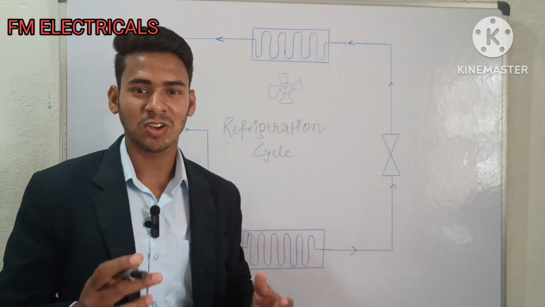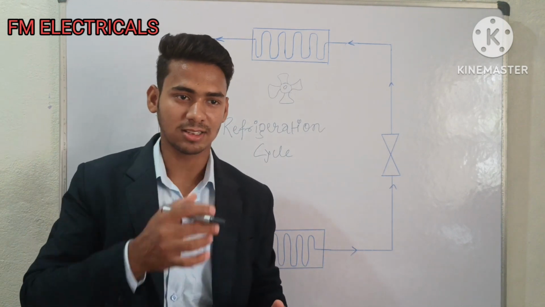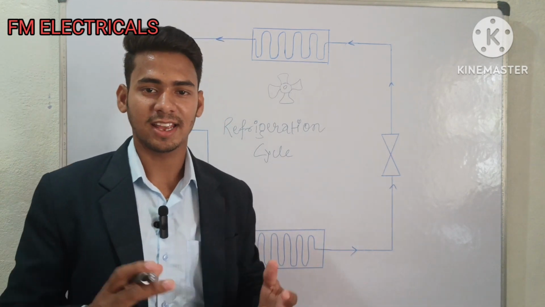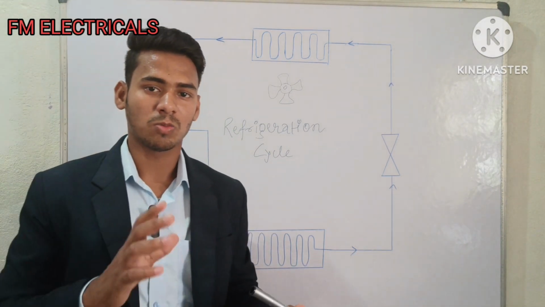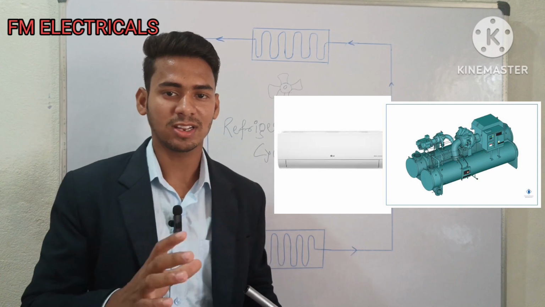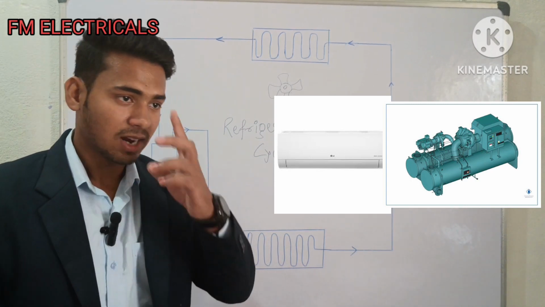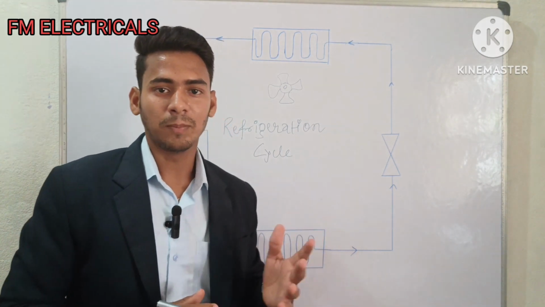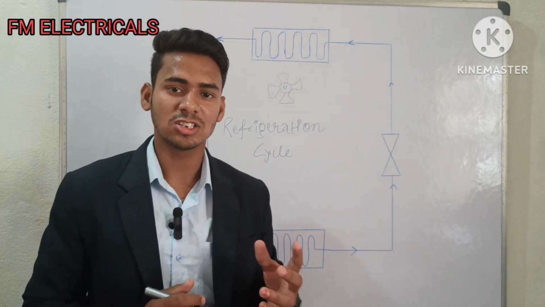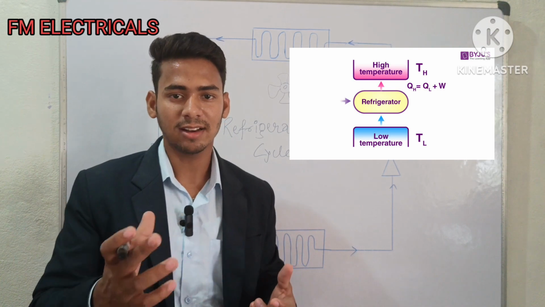In this video we are going to learn about refrigeration cycles. There are many types of AC in HVAC, but any AC works based on refrigeration cycles. From a 1 ton AC to a big chiller, it's based on refrigeration cycles. Now let's clearly understand how it works. The main function of the refrigeration cycle is to absorb heat and reject heat.